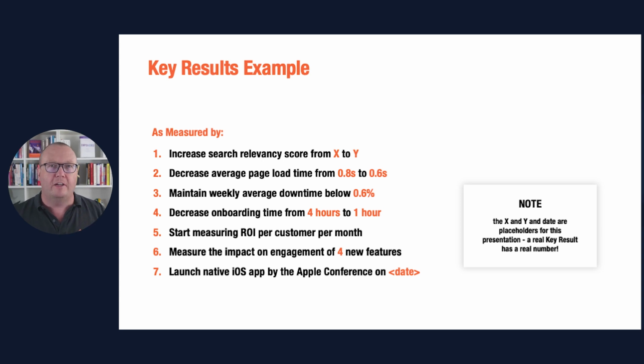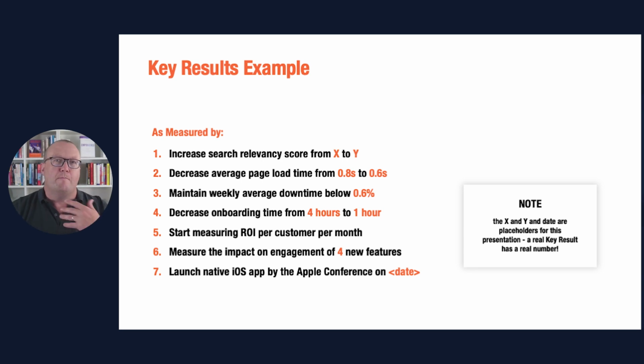Number 2, decrease the average page load time from 0.8 seconds to 0.6 seconds. Like the previous one, this captures part of the strategy Google had at the time. Faster results with higher quality makes users come back more often and do more searches, making more money. So we invested in these and focused engineers on finding ways to improve these two metrics.